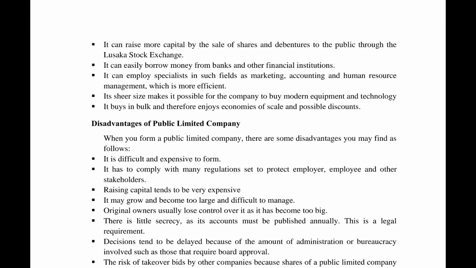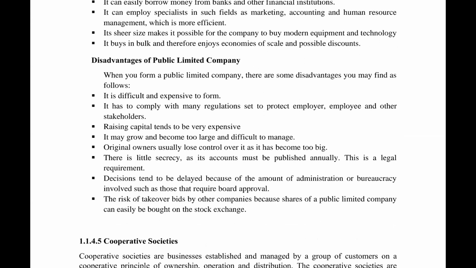The disadvantages would include that it is very expensive to form. It's a bit higher in terms of the costs that you have to incur, such as the registration process, among others. It has to comply with many regulations that are set to protect the employers, the employees, and other stakeholders. It has a lot of rules. Raising capital tends to be very expensive. It may grow and become too large and very difficult to manage, because anyone can just walk in and become a shareholder. So it may grow so big that it may be very difficult for others to handle.